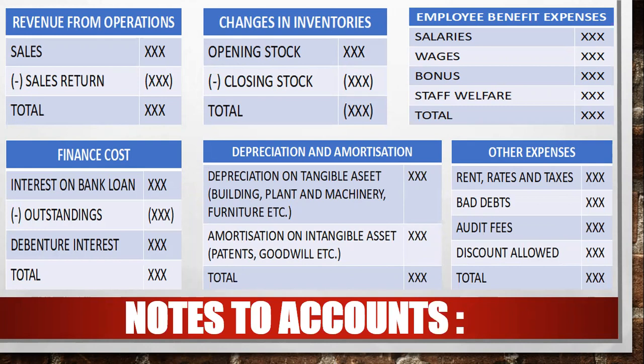If you are giving salary, but sometimes you have not given the last 2 months of salary, it will be considered outstanding, so you have to add it in the salary. Something that is due but not paid. Other expenses also I have made notes to accounts: rent and rates, taxes, bad debts. For example, you sell your goods to a customer and the customer is not paying the amount, so it is called bad debts.